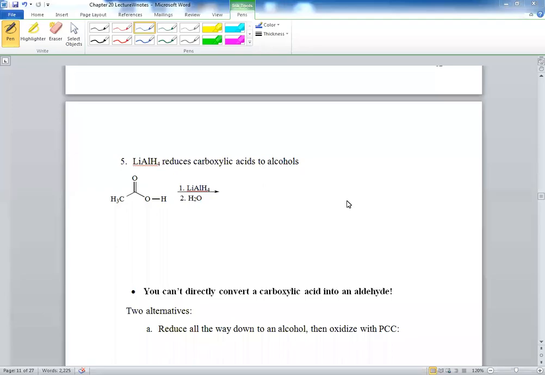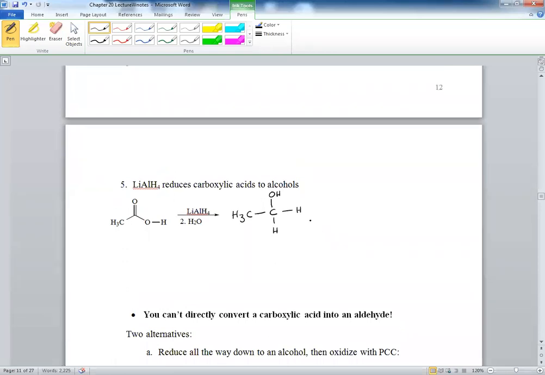So the next reaction is the reaction between a carboxylic acid and lithium aluminum hydride. So it says to you here what should happen. Lithium aluminum hydride reduces carboxylic acids to alcohols. So what you have is this product right here. And it's of course a primary alcohol.